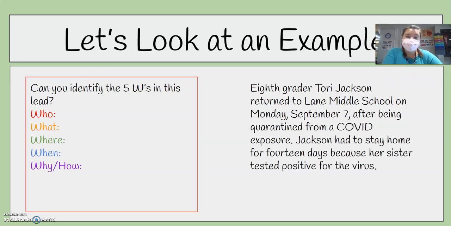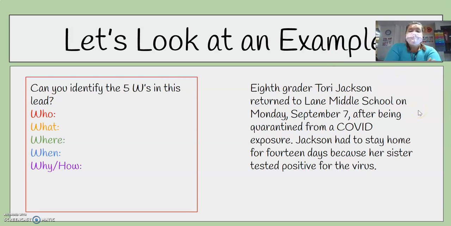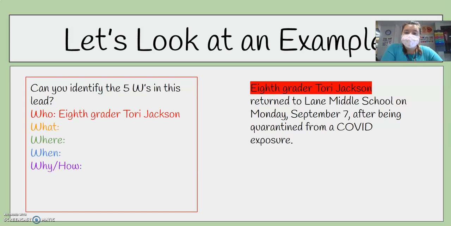First I'm just going to read it out loud to you. "8th grader Tori Jackson returned to Lane Middle School on Monday, September 7th, after being quarantined from a COVID exposure. Jackson had to stay home for 14 days because her sister tested positive for the virus." Okay, we're going to go through and identify, first of all, who is the who of the story? Who is the story about? It is 8th grader Tori Jackson.